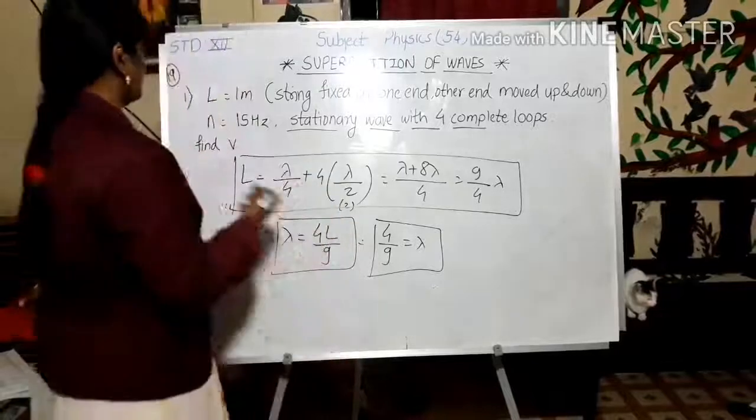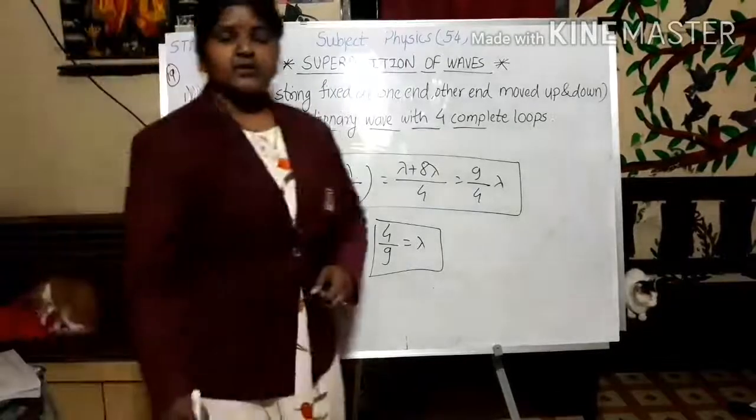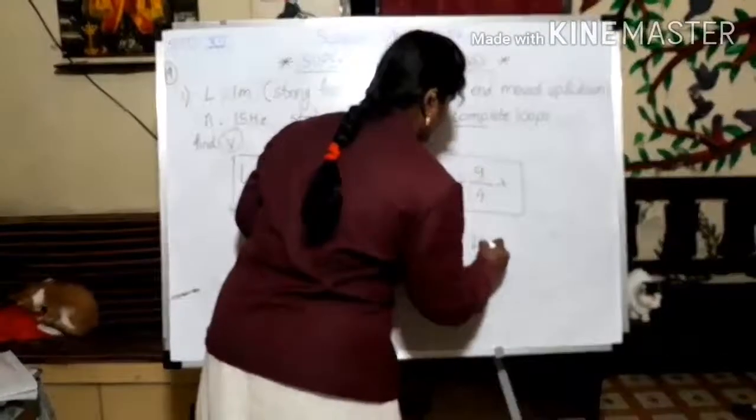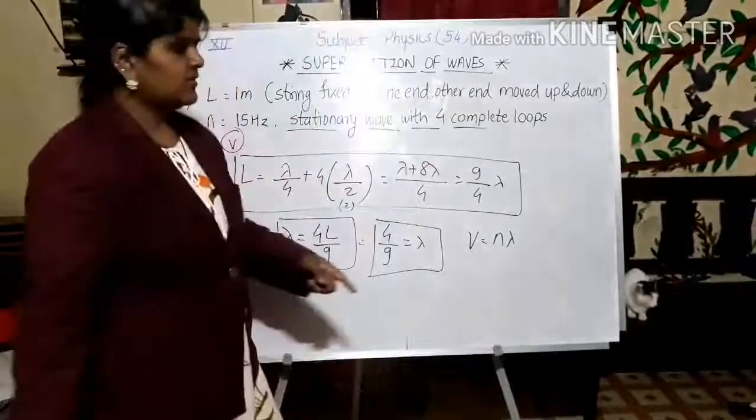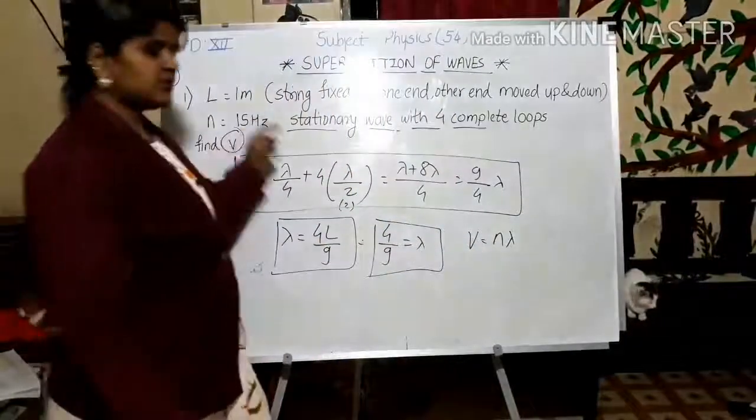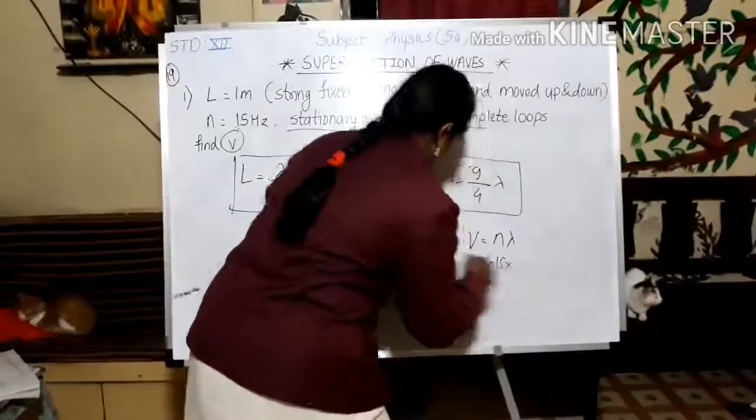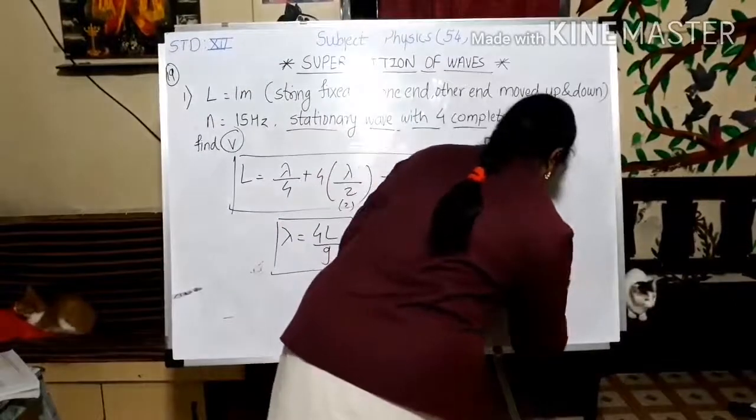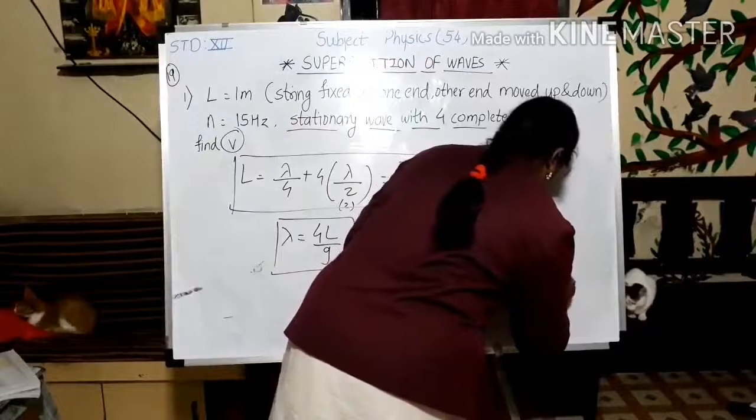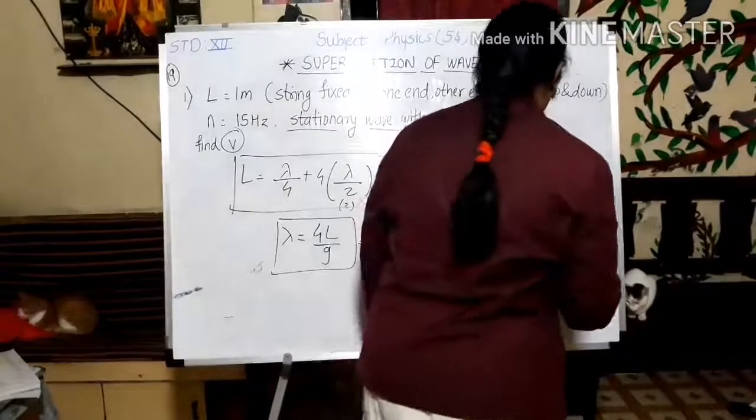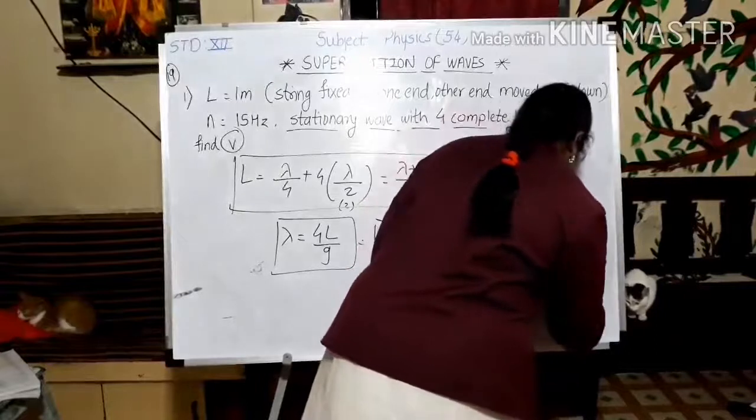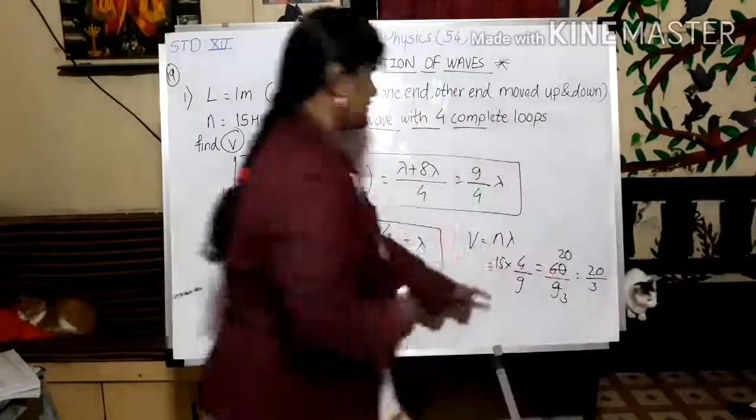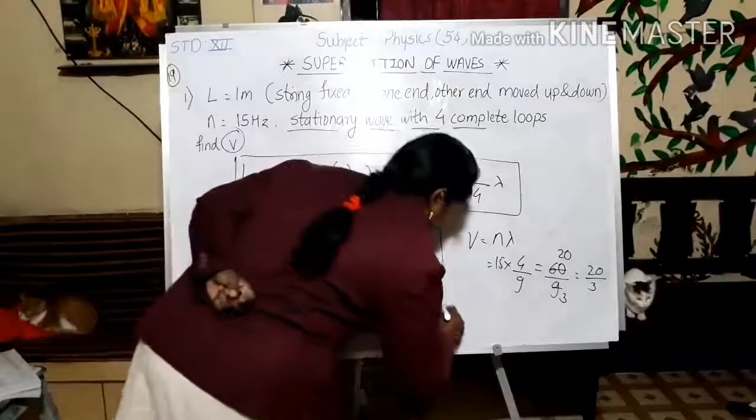Now what we are going to find out is V, the speed of those loops. What is V? V is nothing but n lambda, as we know. n is given as 15 hertz. So I just put here 15 into 4 by 9. This way we will get 20 by 3, so I will write 20 by 3.